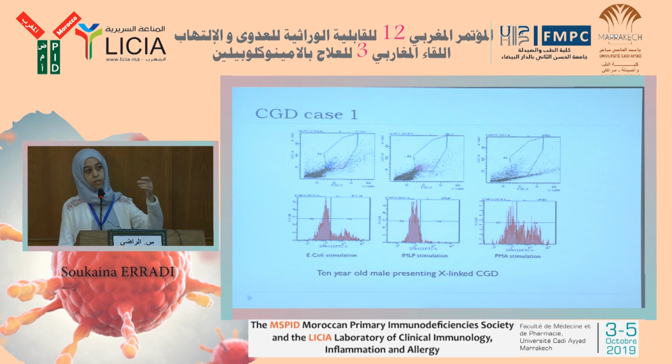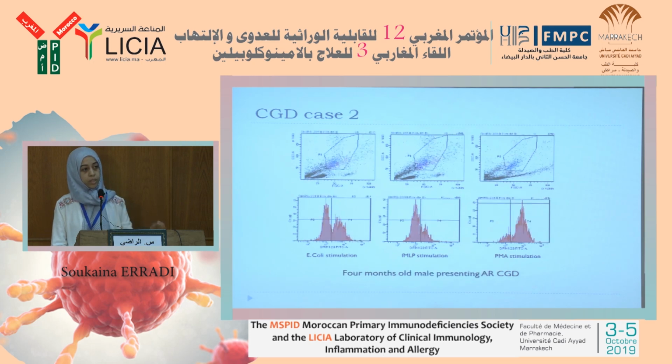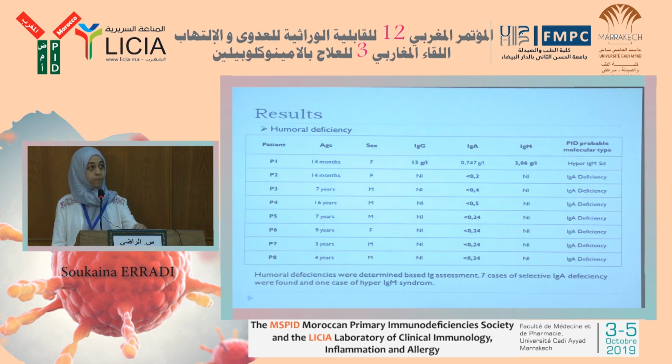In this case, as you can see here on the plots, we have the E. coli stimulation, FMLP stimulation, and this is the PMA stimulation. And we did the same for the 4-month-old male presenting the autosomal recessive chronic granulomatous disease. That's the E. coli stimulation, the FMLP stimulation, and PMA stimulation.